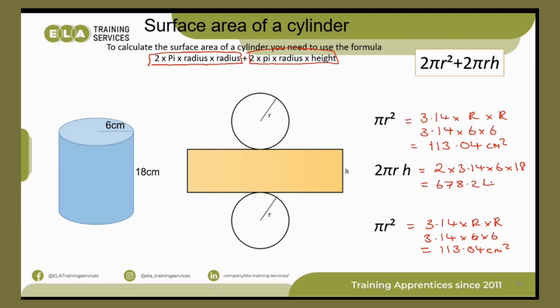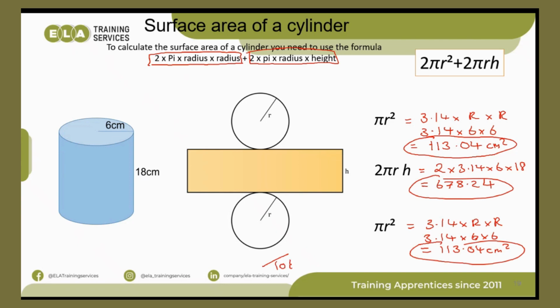Which is 678.24. And we've got one here that we're going to do, one here that we're going to do, and then we're going to add that all together. So our total is 904.32 centimetres squared. And that is how we calculate the surface area of a cylinder.